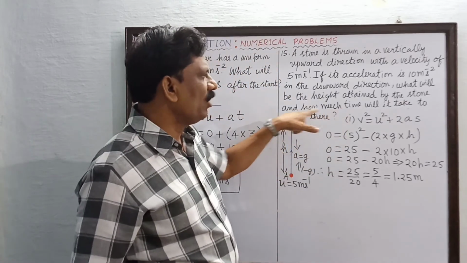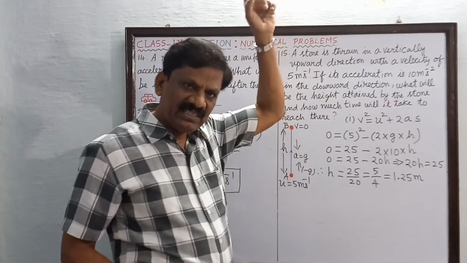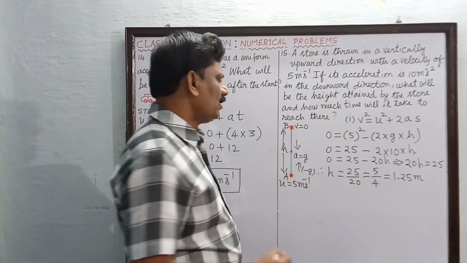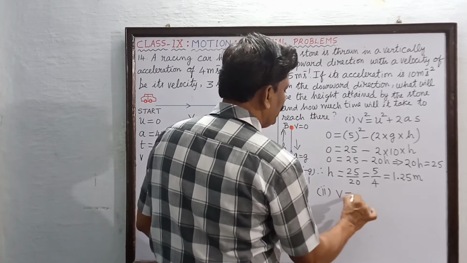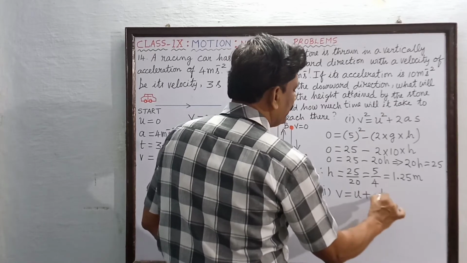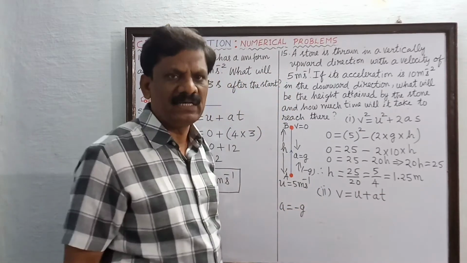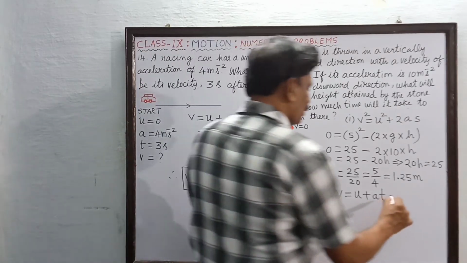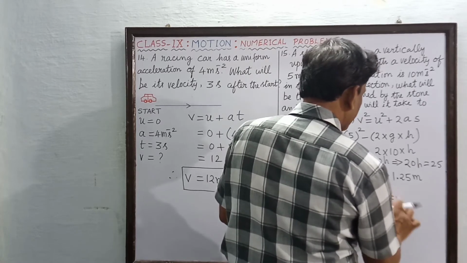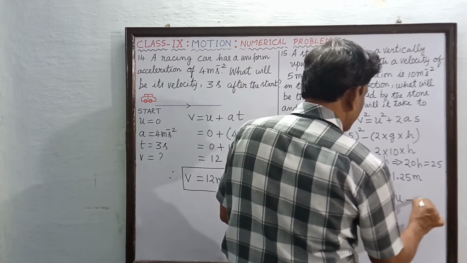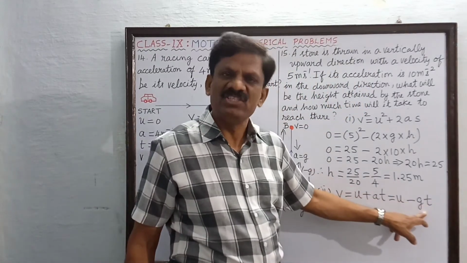Okay, children, now you see the second subdivision, what we have to find: how much time will it take to reach there. For that second subdivision, we can use the first equation, v equal to u plus a into t, and here a is equal to minus g. Understand? Acceleration is equal to minus g. So v equals u minus g into t.